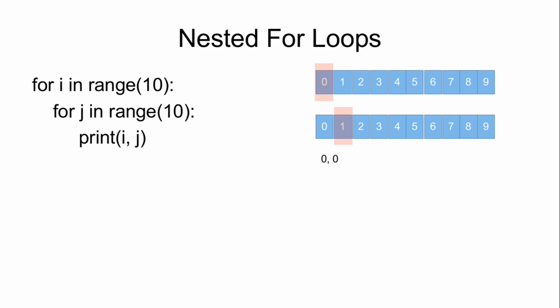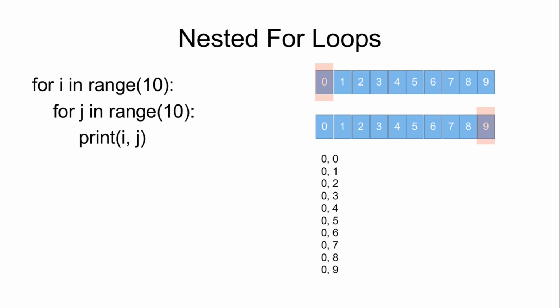Then j will have the value of 1. Print will execute and print 0 and 1. And then j will have the value of 2. Print again will be executed and it will print 0 and 2. And etc. until it reaches 9. Then the internal loop will reach its final value, so it will exit.